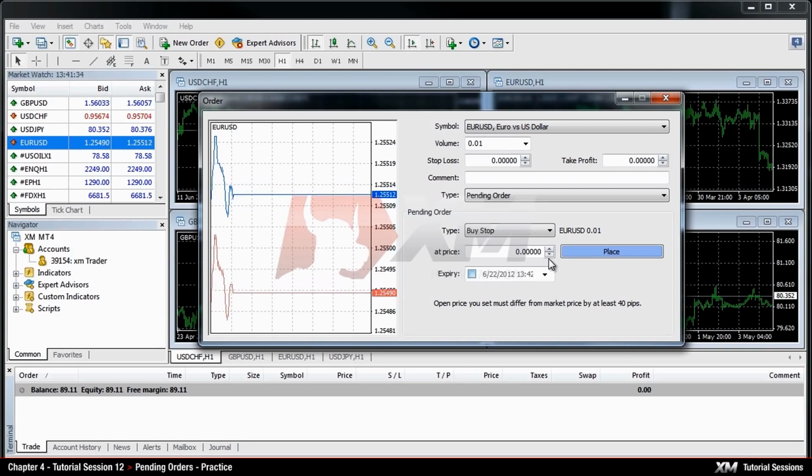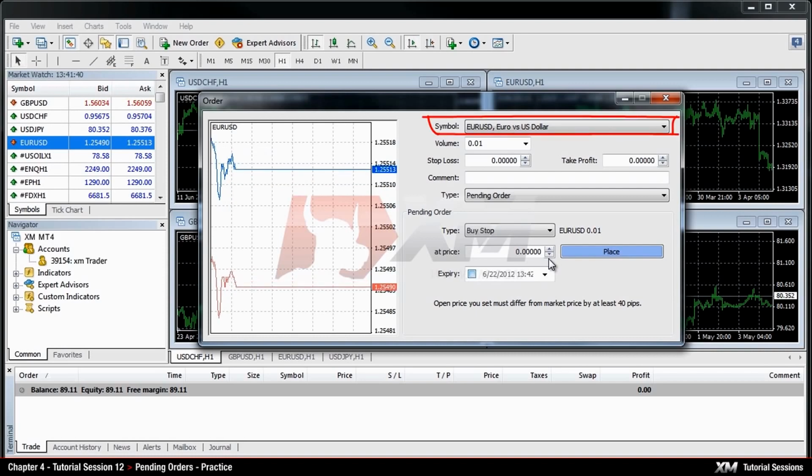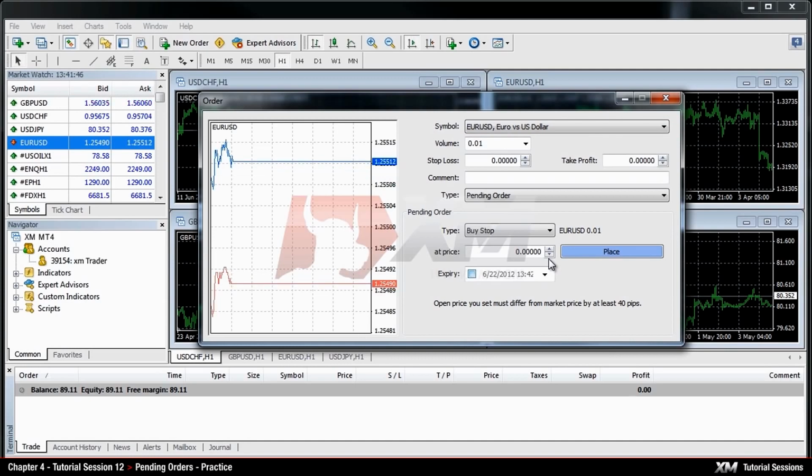With Buy Stop orders, you should place the price higher than the ask price now. For example, with the Euro-US dollar pair, the future ask price must be set at least 4 pips higher than the ask price now. So now we will set the price around 20 pips over the ask price now.